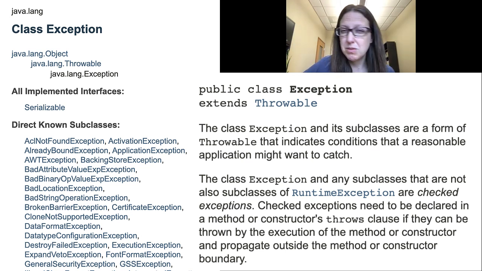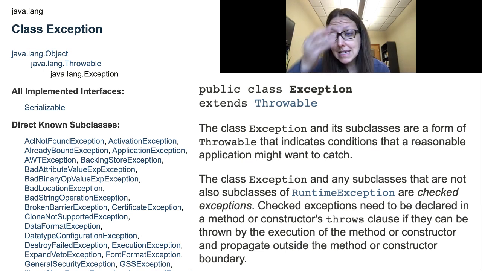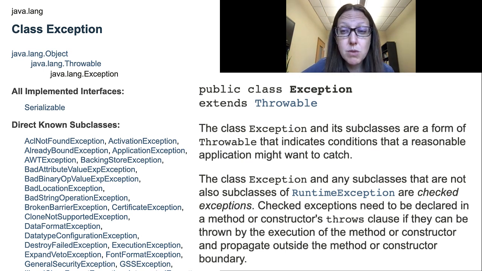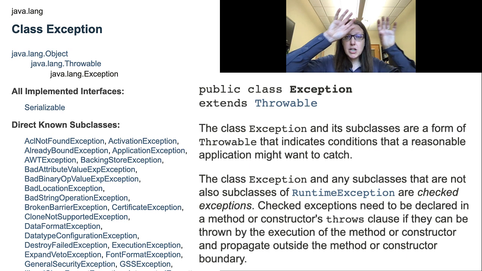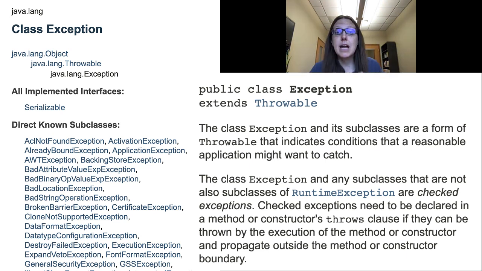And this is going to be in contrast to Error. And the class Exception and any subclasses that are not also subclasses of RuntimeException are checked exceptions. And we'll talk about this in the next walkthrough, but checked exceptions need to be declared in a method or constructor's throws clause if they can be thrown by the execution of the method or constructor and propagate outside the method or constructor boundary. Okay, we're going to talk more about what that means, but this is just saying, okay, we've got Object, Throwable, Exception. Now let's look at Error.